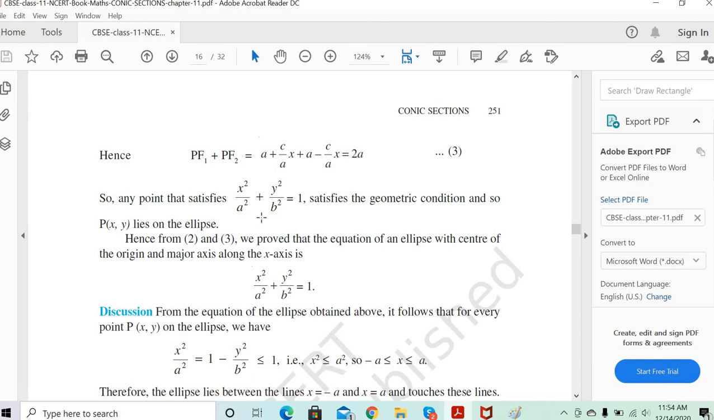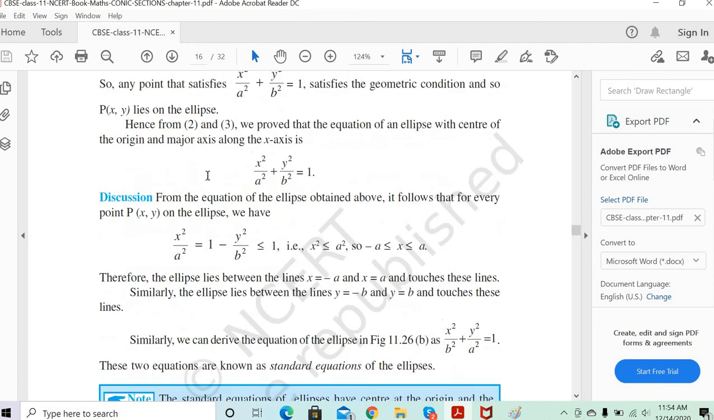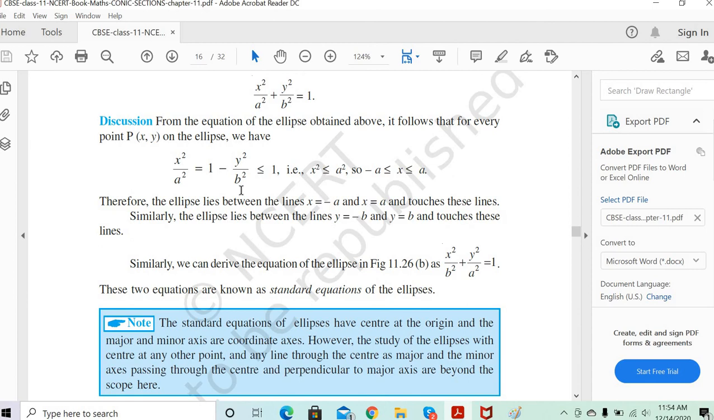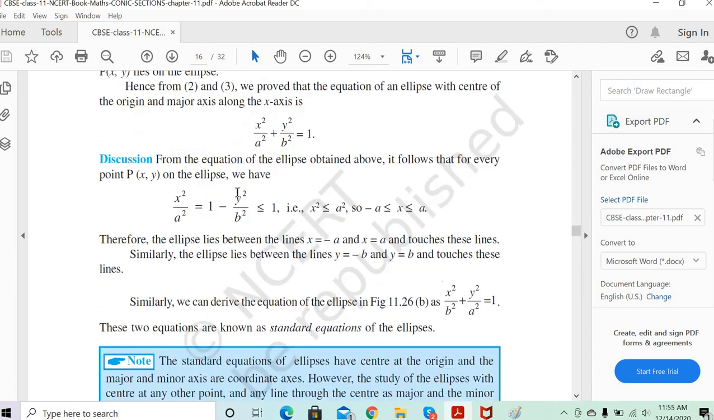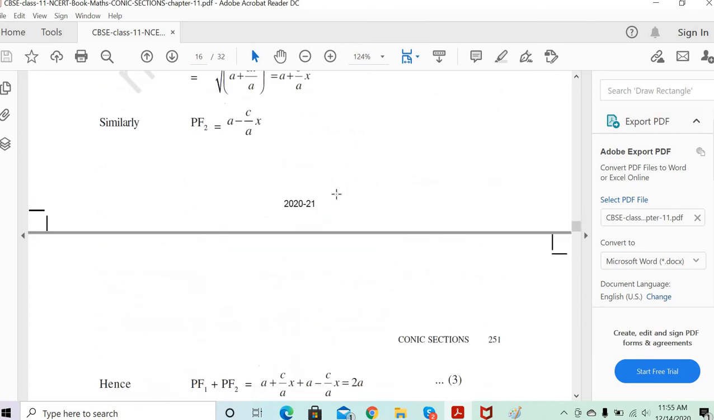Perfect. And all the time PF1 plus PF2 will be equal to 2a. All the time it will satisfy the equation. So we don't have to do that part right now. So let's go to the other part now. That's the standard equation. We got it now. It will always be less than or equal to 1. So x square is less than or equal to a square. Okay, fine. Now let's come to this conclusion.